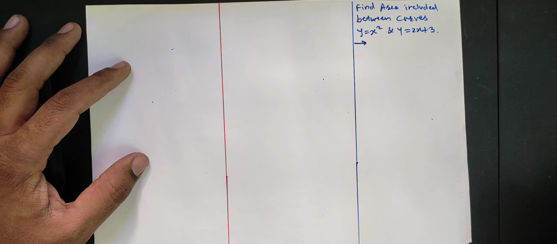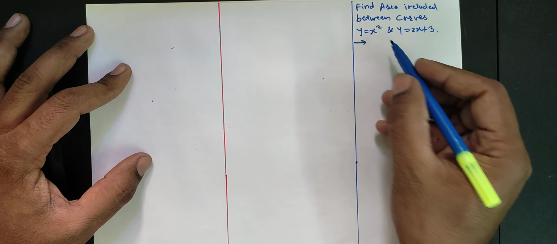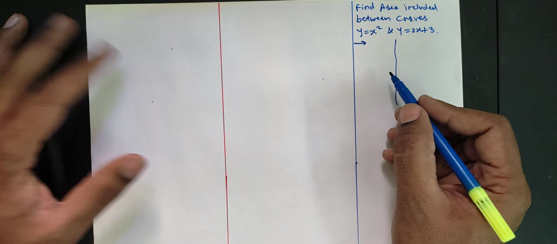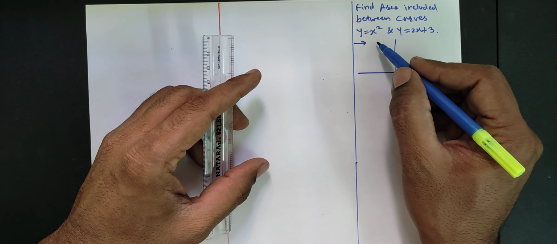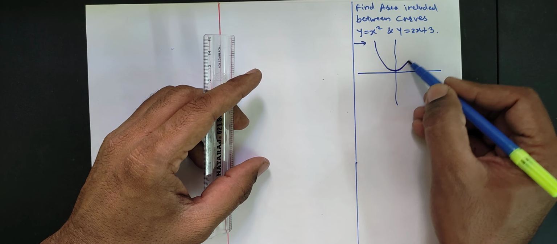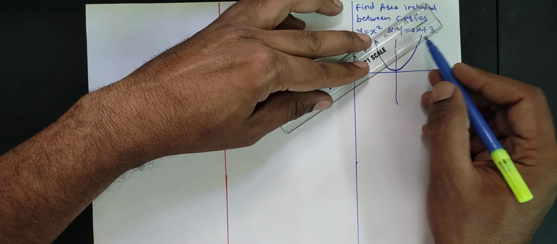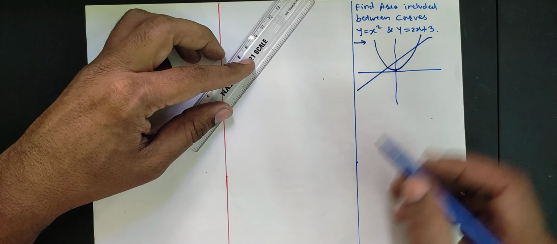Hello friends, the curves given to us are y equals x square and y equals 2x plus 3. Normally y equals x square is a parabola, so we'll be drawing that parabola. We know the parabola is normally like this. Then the second is the straight line y equals 2x plus 3, which gives us one straight line.